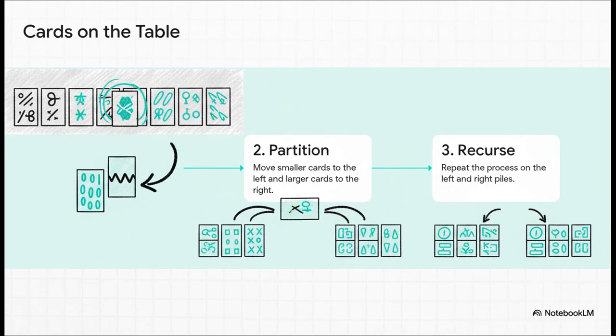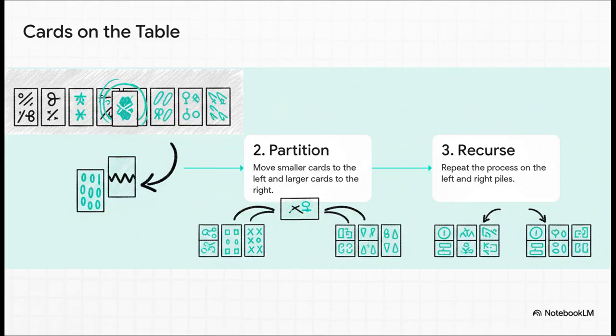Let's make this way more tangible. Imagine you've laid out a scrambled line of numbered cards on a table. First step, just pick any card. That's your pivot. Now, step 2, you go through all the other cards. If a card is smaller than your pivot, you slide it over to the left. If it's bigger, you slide it to the right. And finally, you just do that all over again for the pile on the left and the pile on the right. And you keep going until you're just left with single cards.